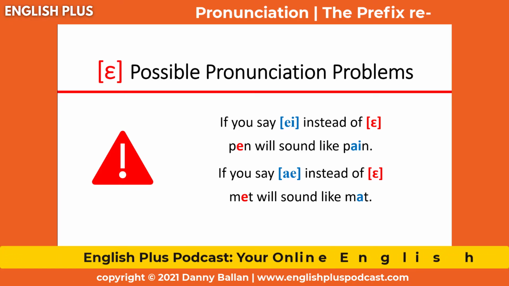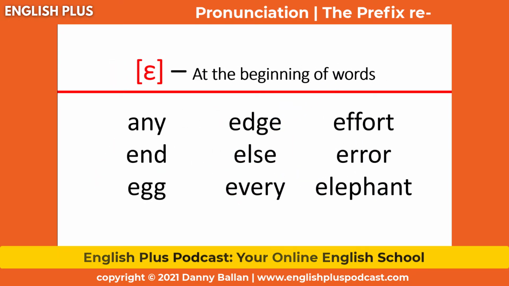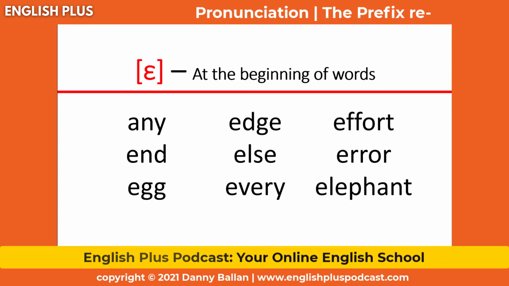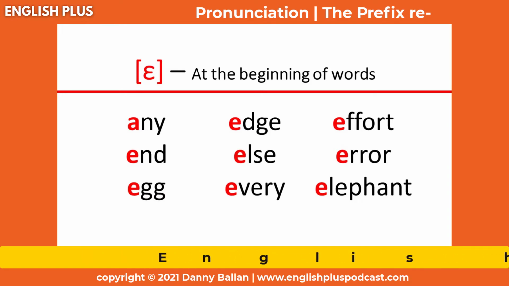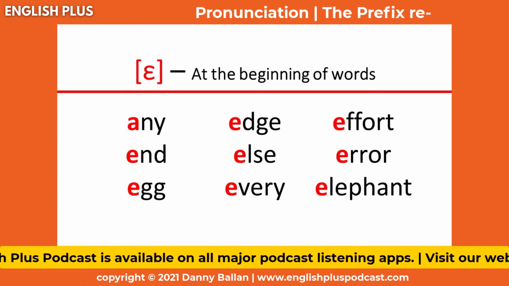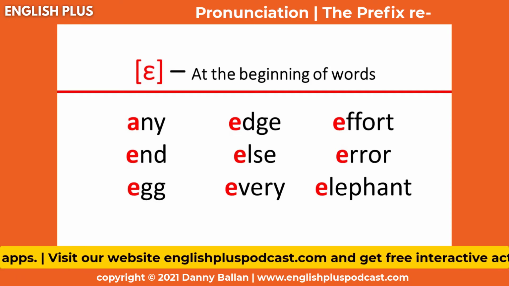And now let's talk about when it comes at the beginning of words. Let's take a look at these words, and all of these words have the sound at the beginning of words. Any, end, egg, edge, else, every, effort, error, elephant. So you see, here we use this at the beginning of these words.